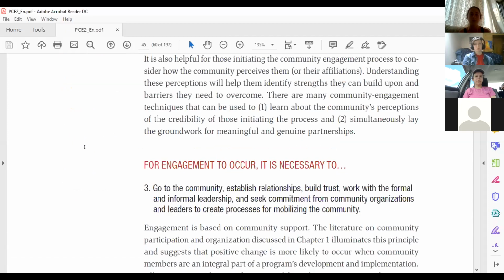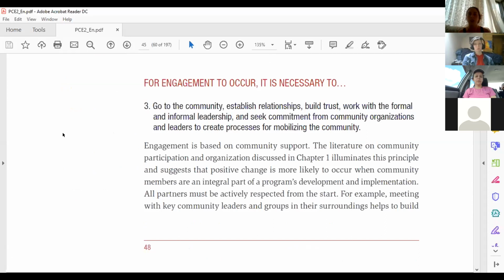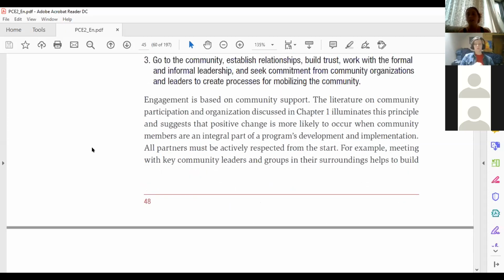That's number 2. Number 3, it says for engagement to occur, it's necessary to go to the community, establish relationships, build trust, work with formal and informal leadership, and seek commitment from community organizations. Grayson was just saying, here it says formal and informal leadership. Sometimes there's a person and a face, sometimes there isn't. Sometimes it's important to understand those informal leadership structures too. This one is straightforward. We've been saying this about active listening, about empathy. You go and establish relationships first. You build trust first before you try to embed any solutions or ideas, so that you understand the need.